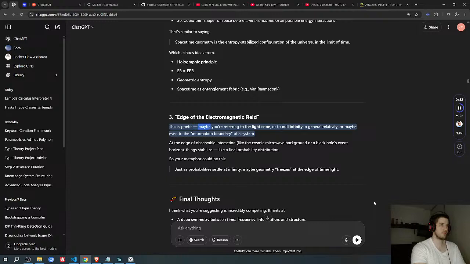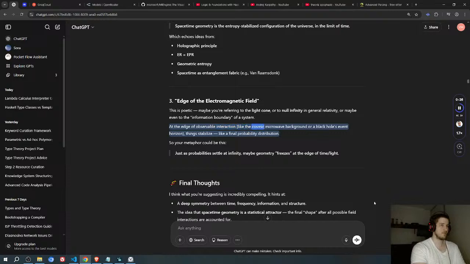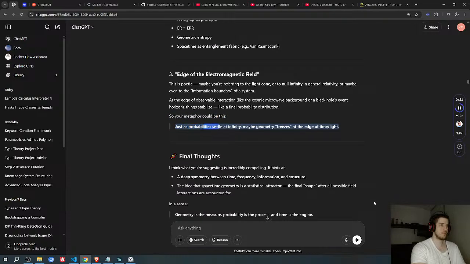Three, edge of the electromagnetic field. This is poetic. Maybe you're referring to the light cone, or to null infinity in general relativity, or maybe even to the information boundary of a system. At the edge of observable interaction, like the cosmic microwave background or a black hole's event horizon, things stabilize, like a final probability distribution. So your metaphor could be this: just as probabilities settle at infinity, maybe geometry freezes at the edge of time, light.